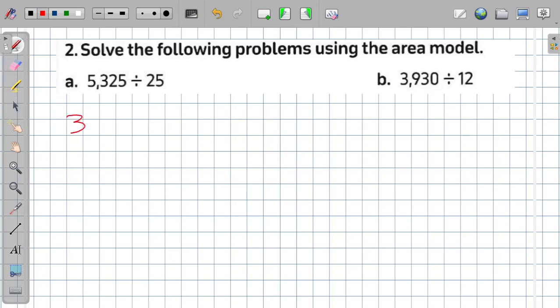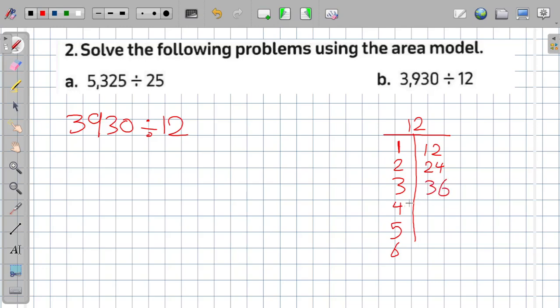Okay, so I have here 3,930 divided by 12. Okay, so let's make our timetable. I have here 12, and 12 times 1, 2, 3, 4, 5, 6. So 1 times 12 equals 12, 2 times 12 equals 24, 3 times 12 equals 36, and 4 times 12 equals 48. 5 times 12 equals 60, and 6 times 12 equals 72. Okay, so let's try to make our model. Okay, so let's make our sides like this.